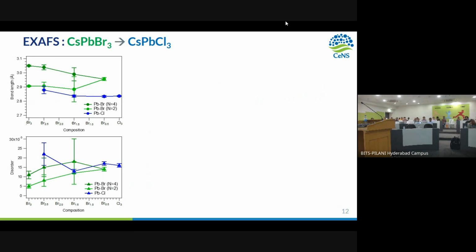Here we find that as we add more chlorine, the average Pb-Br bond length is decreasing. In the case of Pb-Cl, when we have a very small amount of chlorine, we see that the average Pb-Cl bond length is much longer than what it is supposed to be for CsPbCl3. From this analysis, we also get these disorder parameters from the bond length analysis.